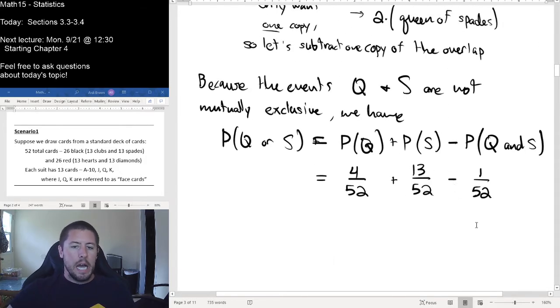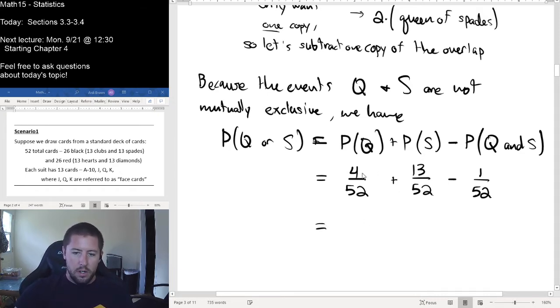So again, because our events were not mutually exclusive, because there is overlap between these two events, getting a queen and getting a spade, we would double count the probability of the stuff in the overlap by adding these two Venn diagram circles together. So therefore, we remove one copy of the counting so that we still account for the queen of spades just one time here, just like we should.